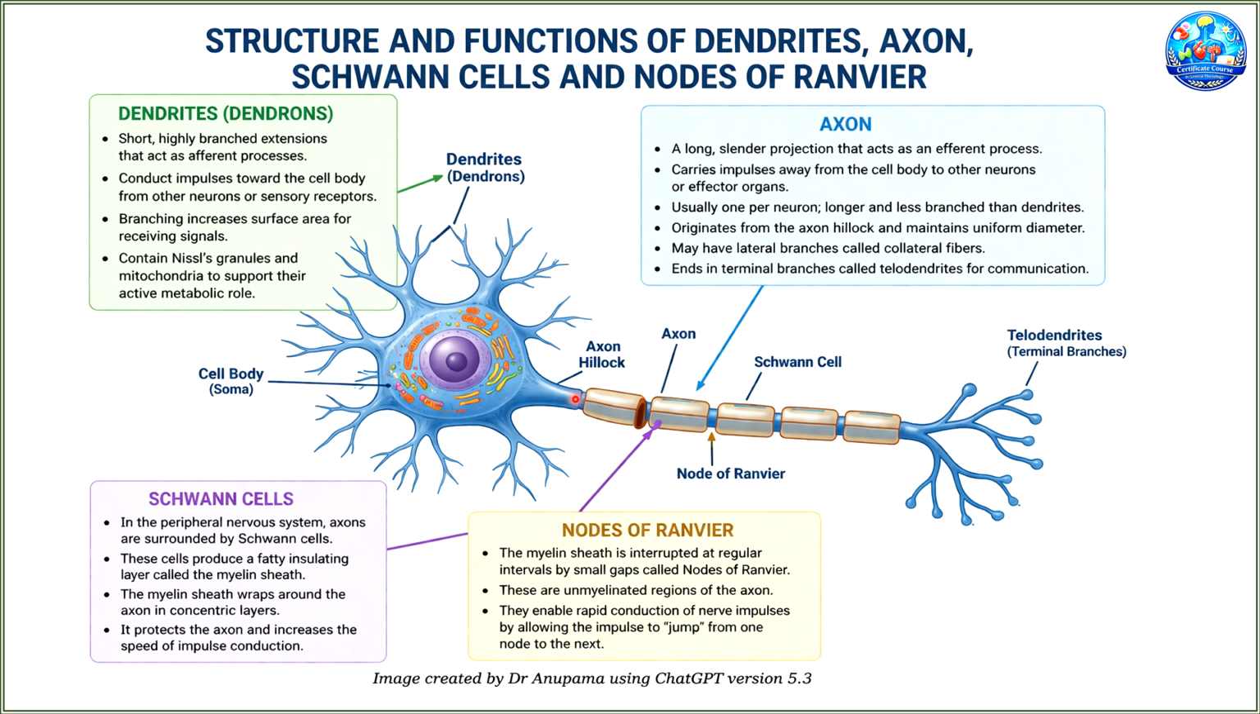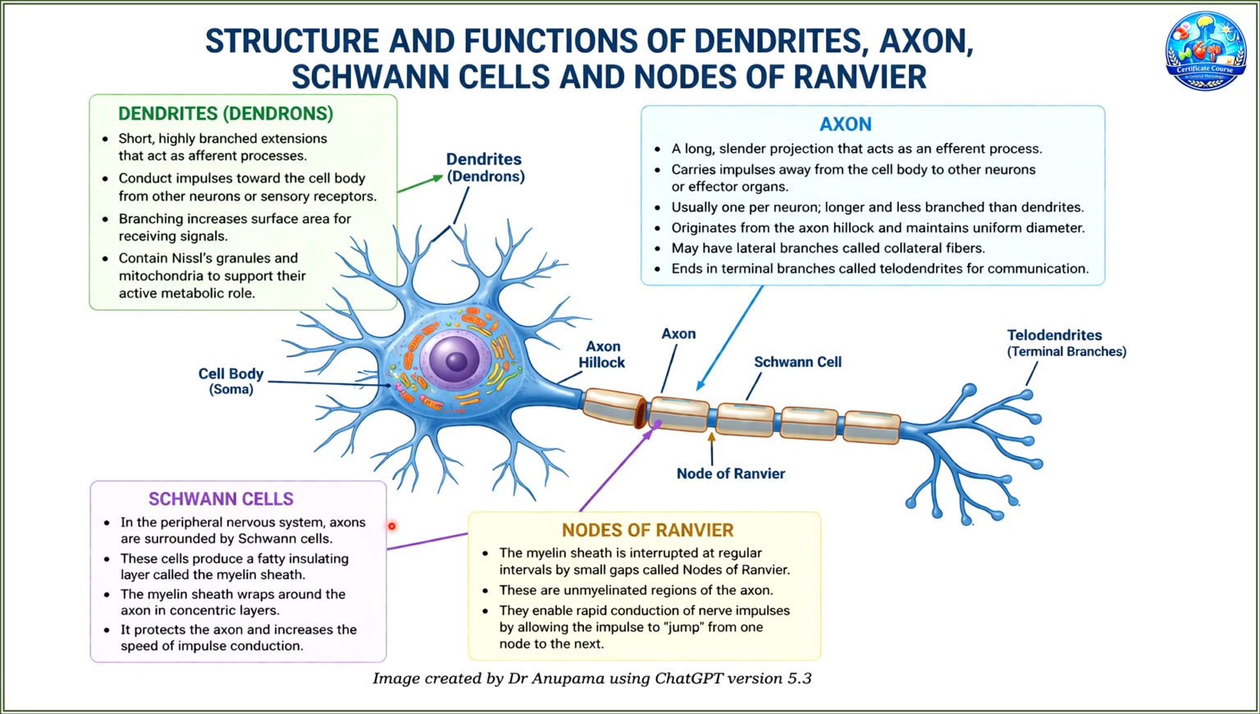Its origin is at the axon hillock and it maintains uniform diameter throughout. It may have some lateral branches which we call collateral branches or collateral fibers. The end of the axon terminates in branches called the telodendrites. These are for communication.